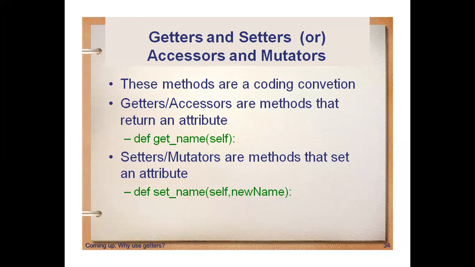These methods are coding conventions. Getters and accessors are the methods that return an attribute. We have a method named get name, and we have another method known as set name. So getters and accessors are the methods that return an attribute. Setters and mutators are the methods that set it, right?